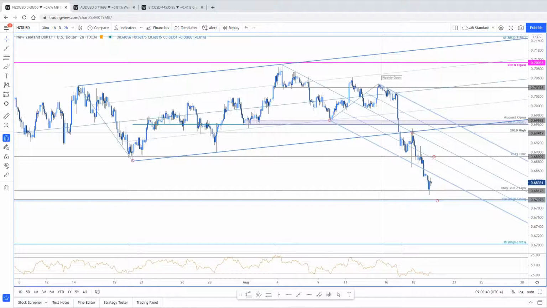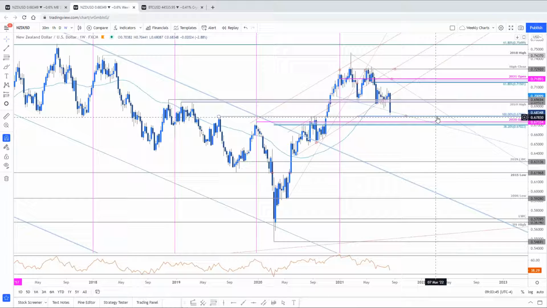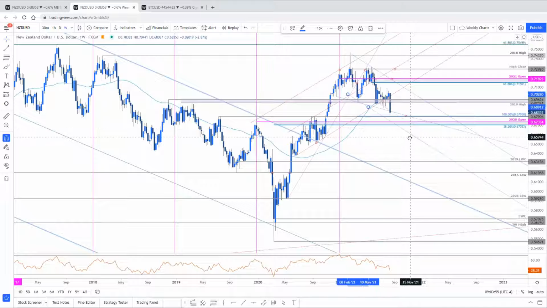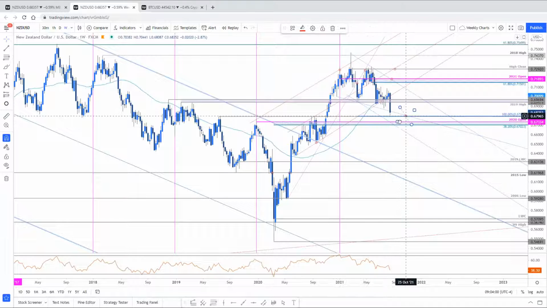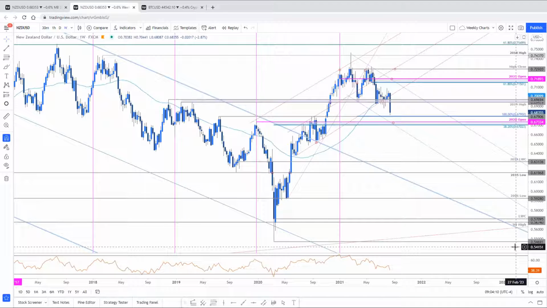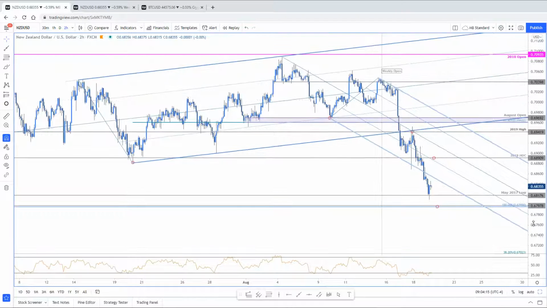Some things to keep in mind here on Kiwi. By the way, here's Kiwi on the weekly chart. I never showed you that. There's 67.95. And actually, let me just give you a parallel here. Might be worth keeping. All right, so that's Kiwi.